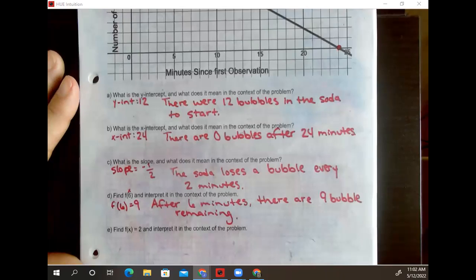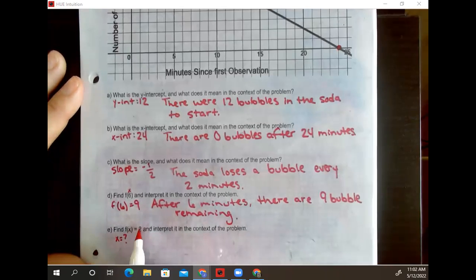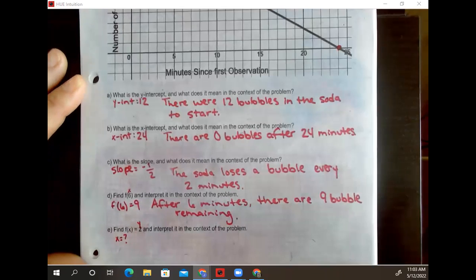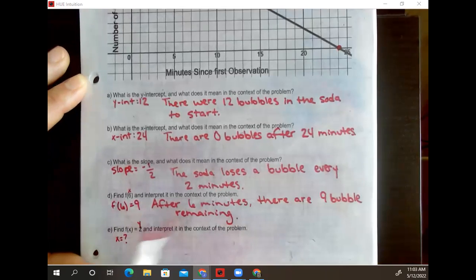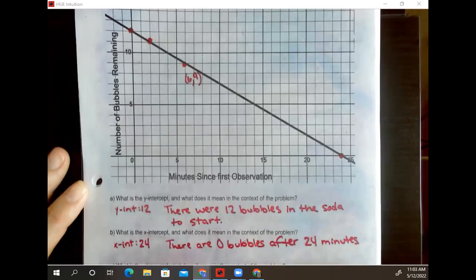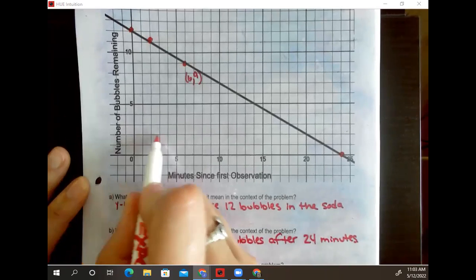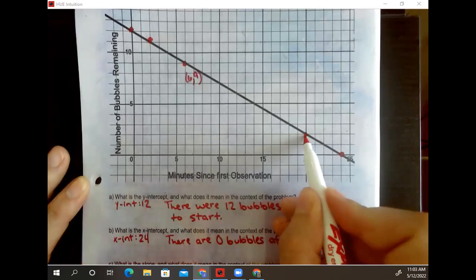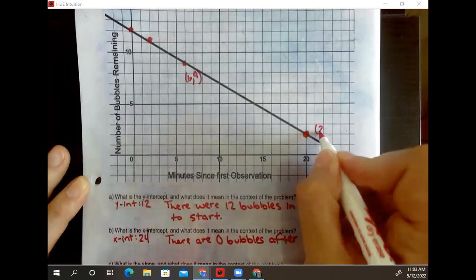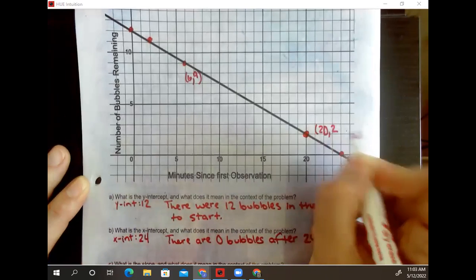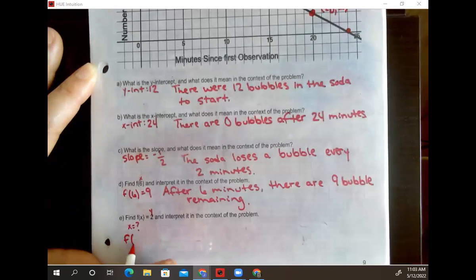And then finally, for part D, it says find f of x equals 2 and interpret it in the context of the problem. This time, I don't know what x is. I do know that my y value is 2. So this will be very similar, but this time I know a y value. So I'm going to go to where y is 2, follow that to my graph, and I get this point right here. I have the point (20, 2), right? x, comma y. So I know that f of 20 equals 2.